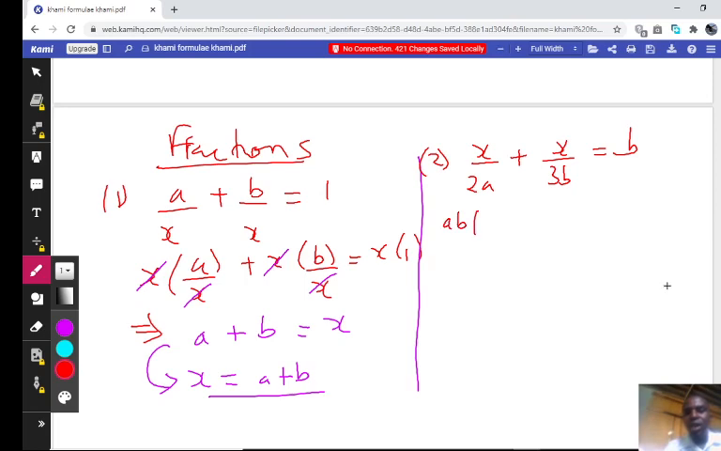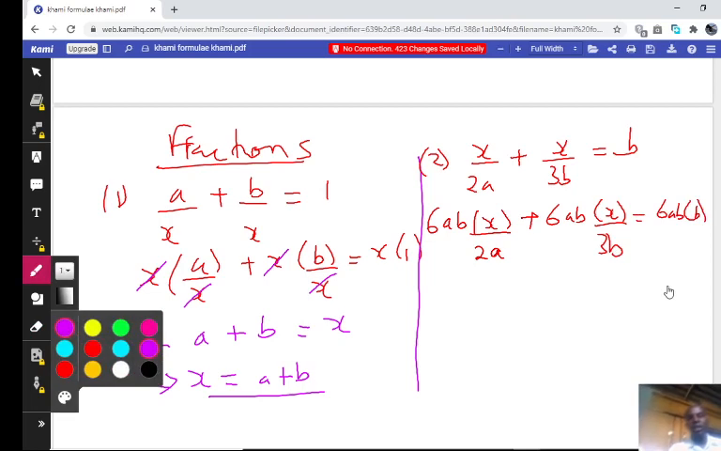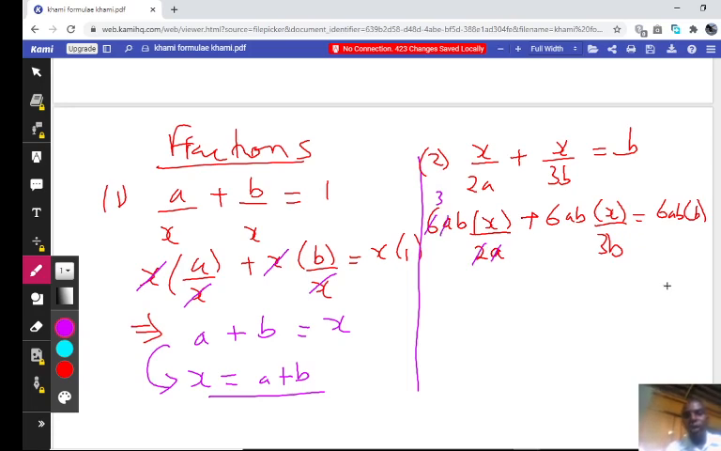ab here, then it will be x over 2a. It's 6ab actually, 6ab. Then plus 6ab. Then x over 3b is equal to 6ab times b, like this. Then you simplify. 2 into 6, 3. A and a, they will cancel out. In this case, we'll be left with 3x. 3 times x plus here 3, 2. B, they will cancel. So it will be 2a multiplying x. Then is equal to 6ab times b. It will be 6ab squared.